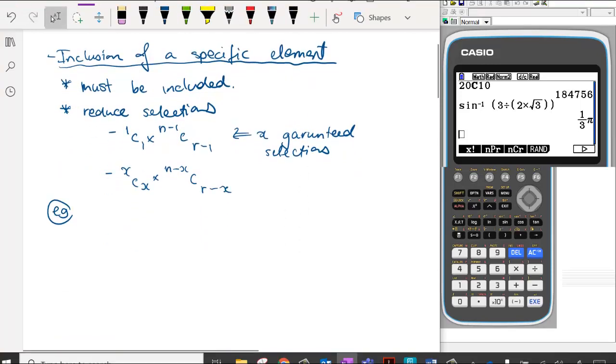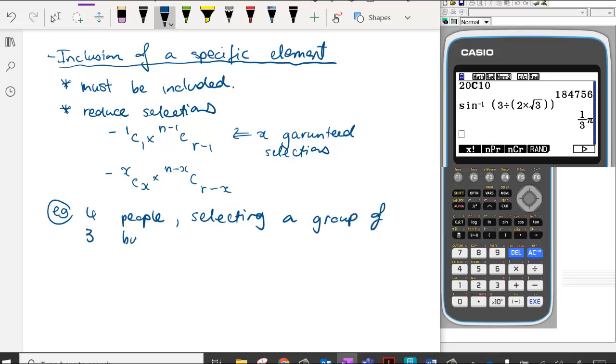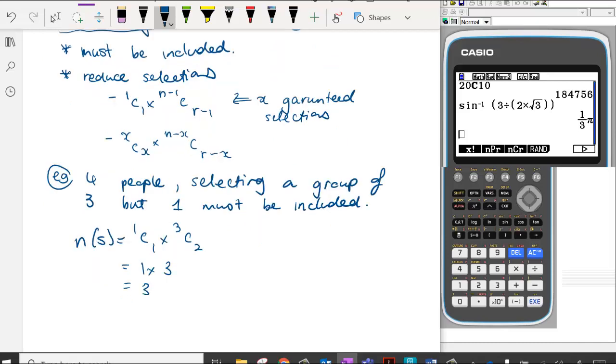So for example, we have 4 people and we're selecting a group of 3, but 1 must be included. And so that means that 1 must be included, and then there's 2 spots left for the remaining 3. So that would be that the number of selections is 1C1 multiplied by 3C2. And so that would be 1 multiplied by 3. And so there's 3 ways that selection could occur. All right, so nice and easy.